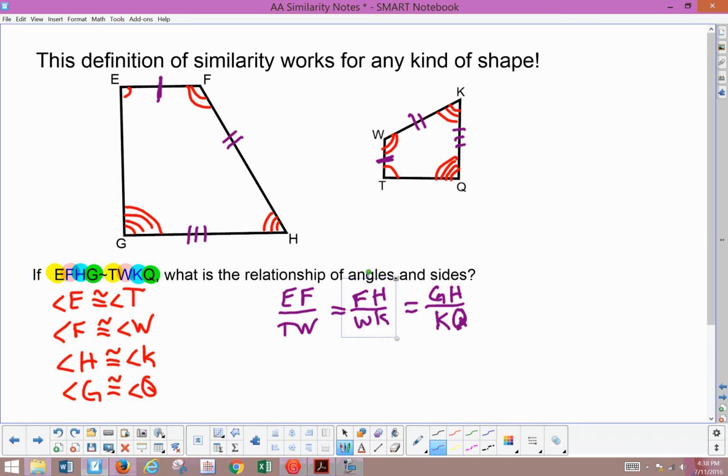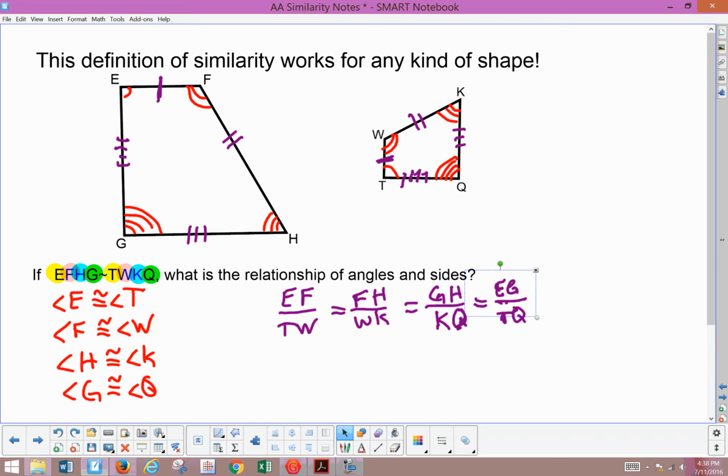And if I take a look on the left, EG matches TQ. So I know I can say EG matches TQ.